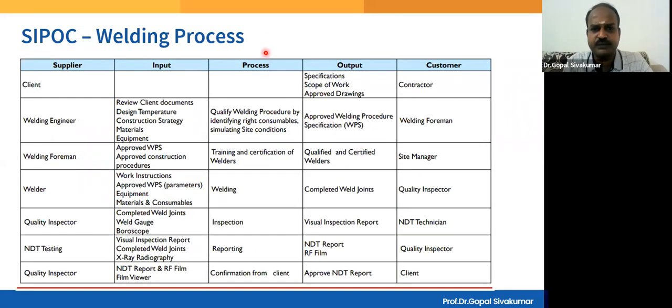This is another example of SIPOC, for a welding process. People who have expertise in welding could easily understand. See here, the suppliers are the client, welding engineer, welding foreman, welding quality inspector, the NDT testing engineer, and the quality inspector. All of them act as suppliers at different stages of the process.